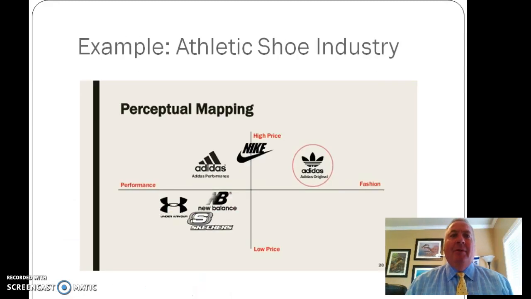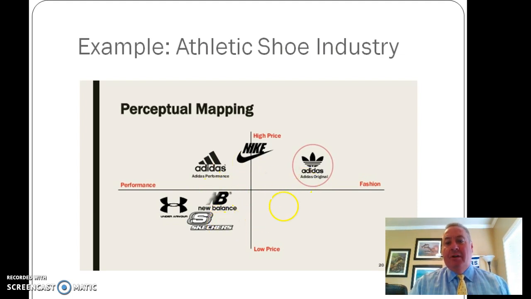So let me give you an example. This one happens to be on the shoe industry, and the two factors here are price versus really category, whether it's a performance shoe or whether it's a fashion shoe. You can see from this, as I'll highlight here, Adidas is in the space where it's got a little higher price and it's more for fashion. And then there's a number of competitors that are around on the other side. So Nike has a higher price, but sort of straddles the line between performance and fashion.